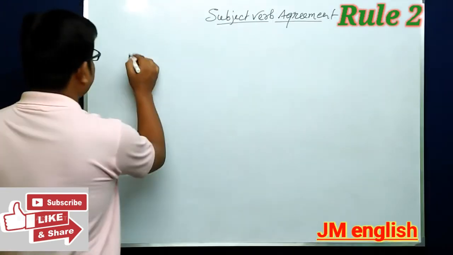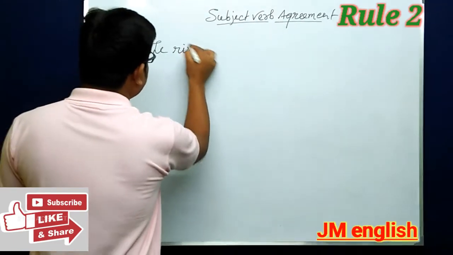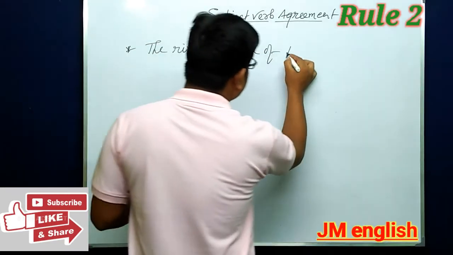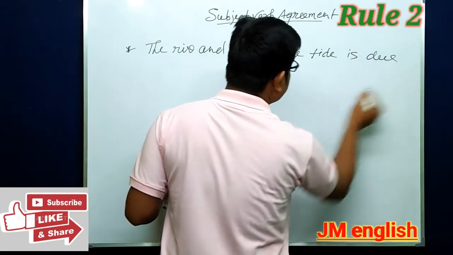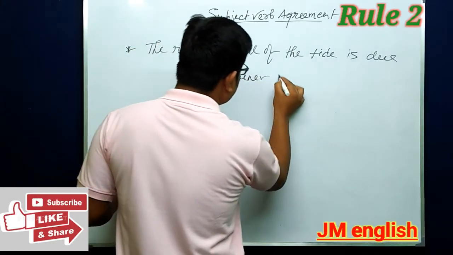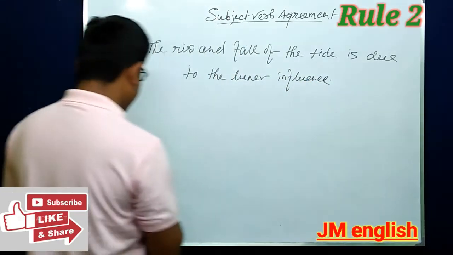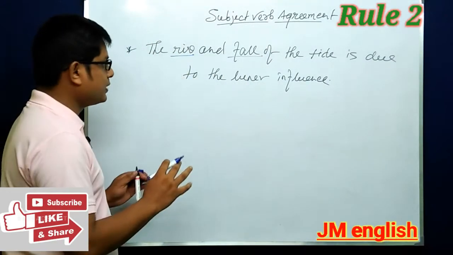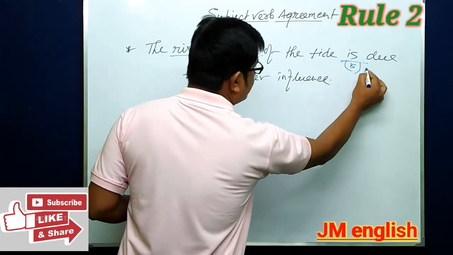See, you can write as an example that the rise and fall of the tide is due to the lunar influence. Right. Now look at this. The rise and fall, these two nouns together, of the tide is, this verb is, which is singular.